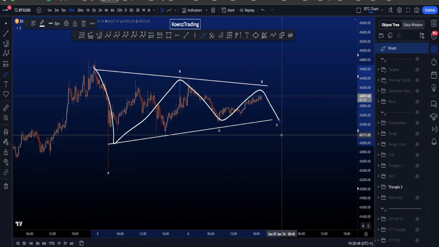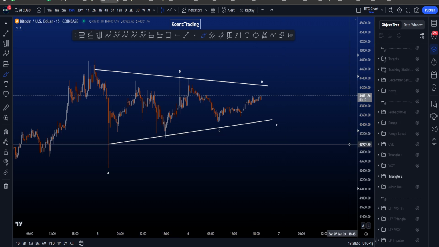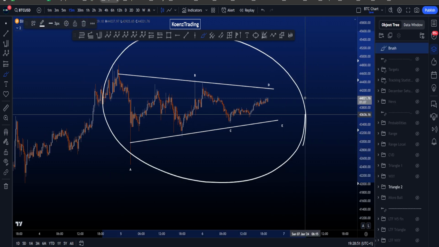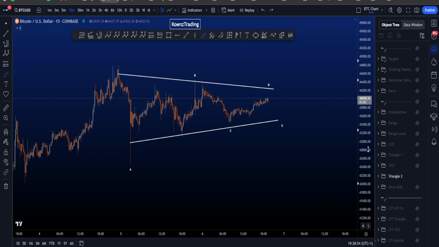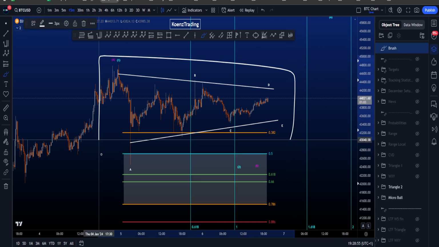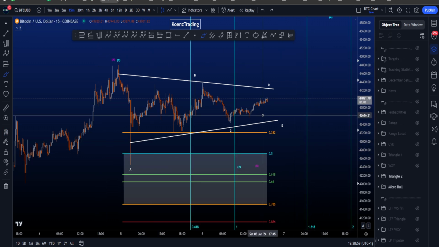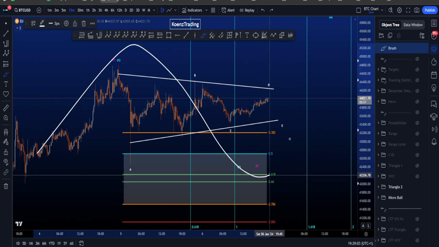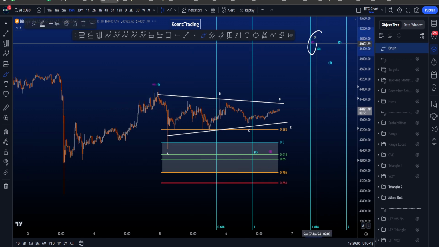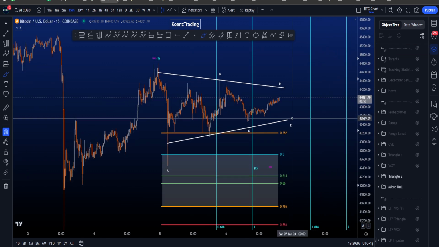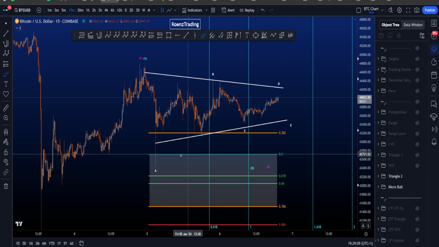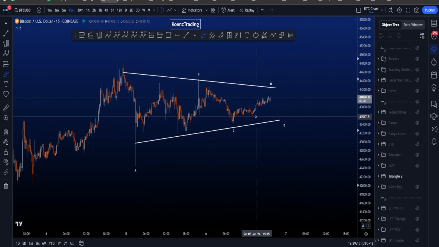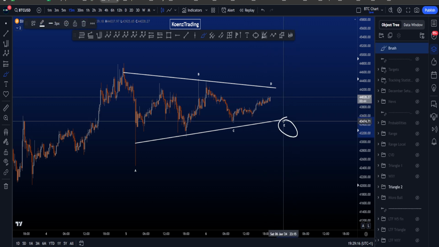Now this is of course something you don't want to see in a wave 2, because a triangle is not allowed in a wave 2, right? It's only allowed in a wave B. So if this turns out to be a triangle, then the probability is higher for an A, B, C to the upside instead of a 1, 2, 3, which then means after C, probabilities are high to move back down. So we definitely need to keep an eye on the triangle forming here, where in this particular case, you would be looking for a wave E.